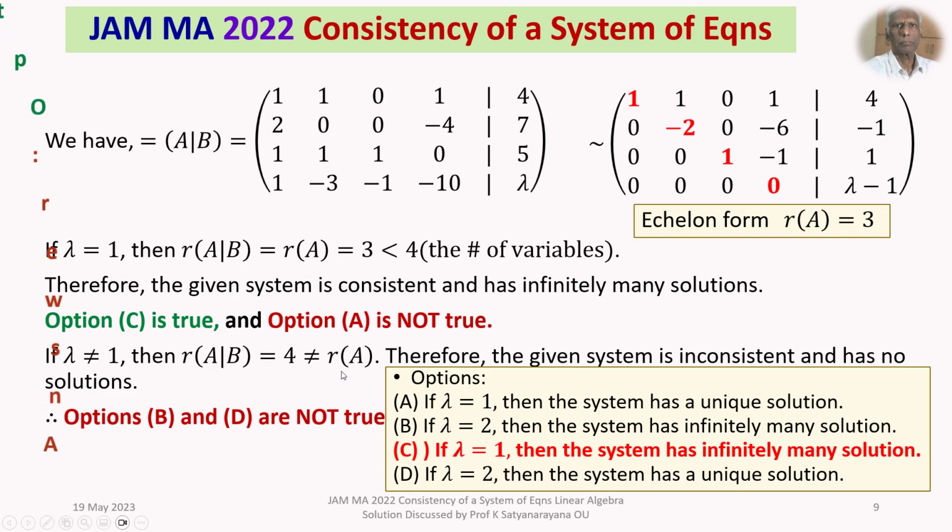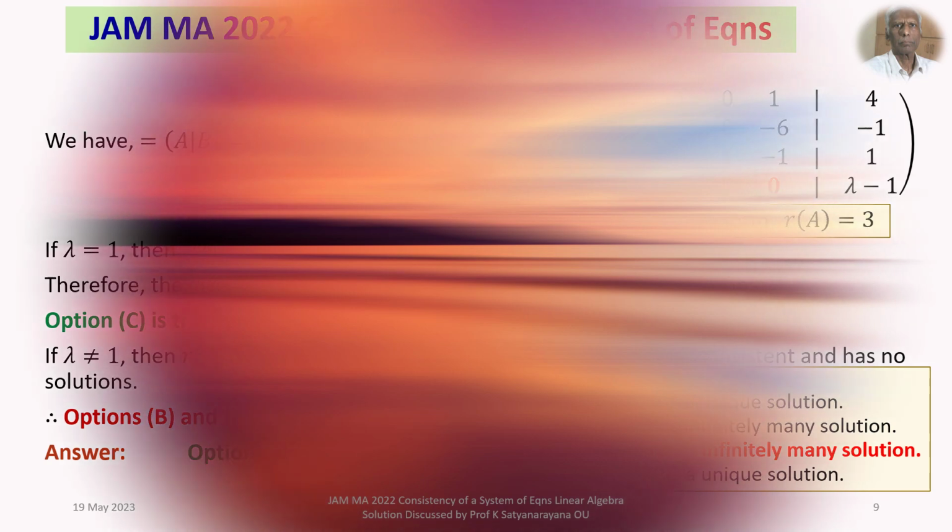The answer to this question is option C. So that is the detailed discussion of the solution of the problem on the consistency of a system of non-homogeneous linear equations from the section Linear Algebra.